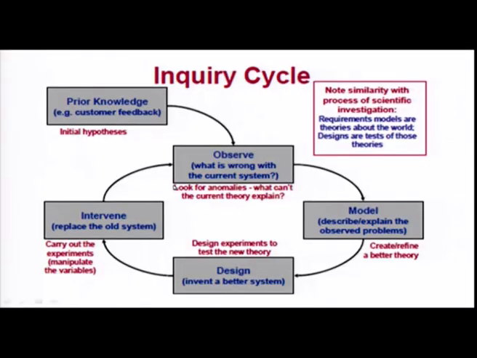What can't the current theory explain is the question. Look for anomalies. What is it that we are doing? Carrying out the experiments, manipulate the variables. This inquiry cycle is essential if only we can make it happen in a manner where it can reflect this primary exercise. We have done a great job.